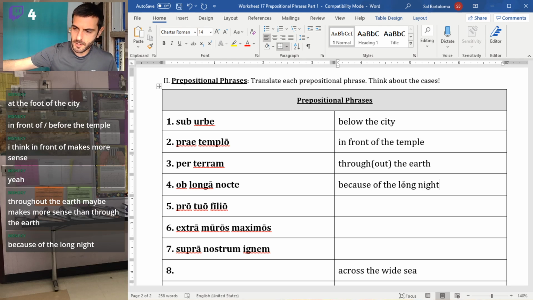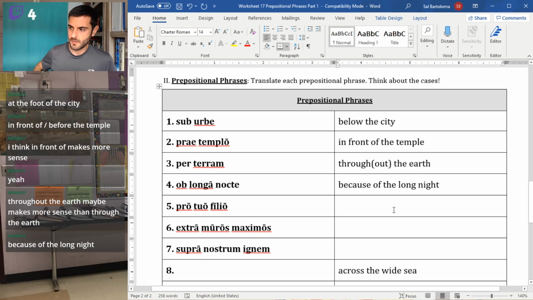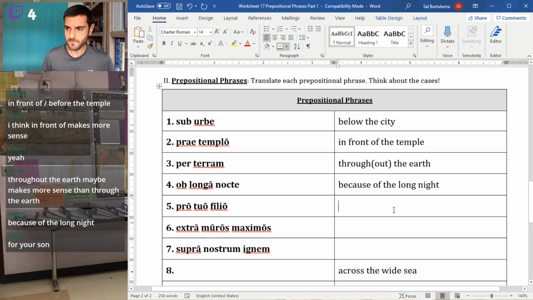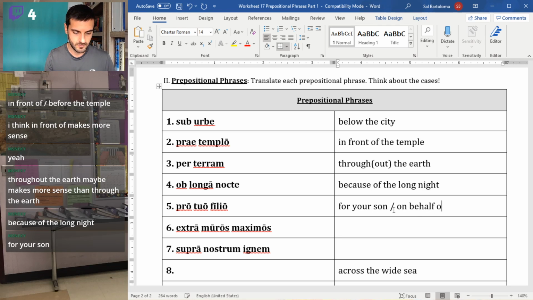How about pro tuo filio? Pro with the ablative, pro tuo filio. Yeah, for your son. And it's for in the sense of on behalf of your son. So you wouldn't use it here if you were going to say, like, I have a gift for your son. That would just be in the dative case. But I am doing this for your son. Right? I'm doing it on his behalf. That would be the idea here for pro.